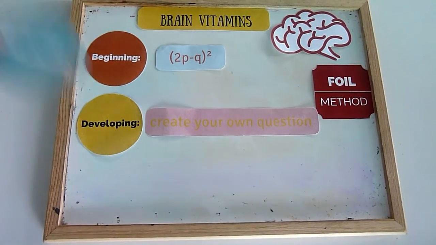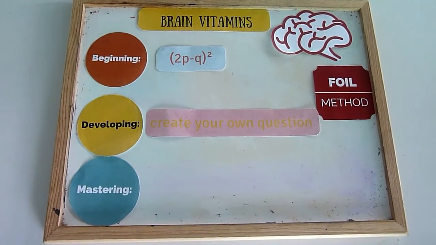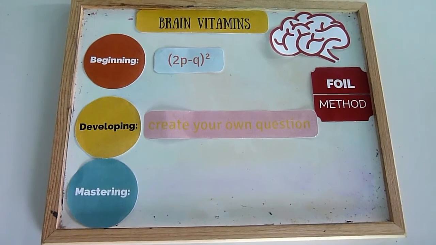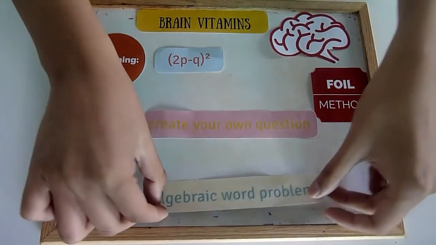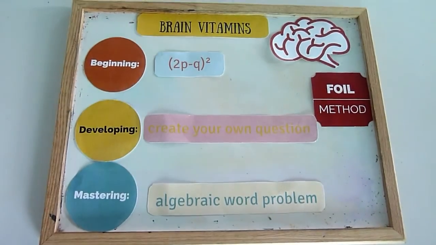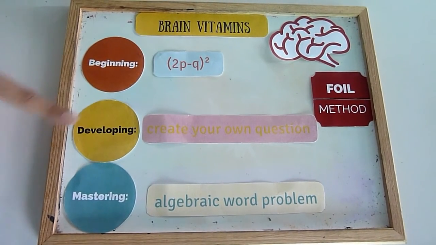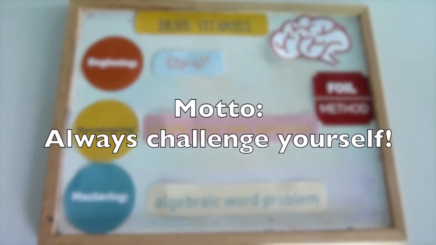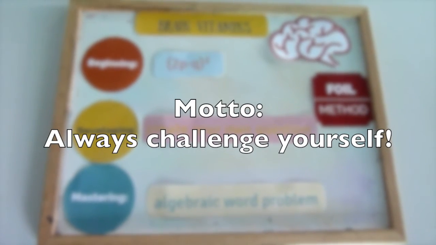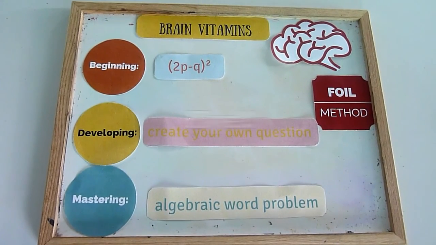And for the mastering people, remember the apples and orange story we did at the beginning of this video? With that as an example, create a simple story problem involving algebraic expressions. You can choose which level you are comfortable with, but my motto is to always, and I mean always, challenge yourselves.